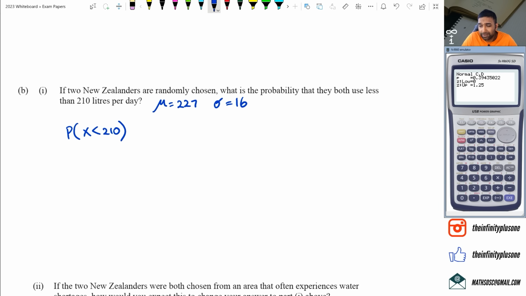For this part, I'm not sure if things have changed or not, because like I said, I've not done this in a while, but the way I've been doing this is I'd still go to Normal CD. Because I want to find less than 210, I almost tried to put negative infinity, but you can't, so I put the lower limit as something ridiculous like negative 999, and for the upper I put 210. The standard deviation and the mean are still the same, and when I do this, the probability is equal to 0.144.